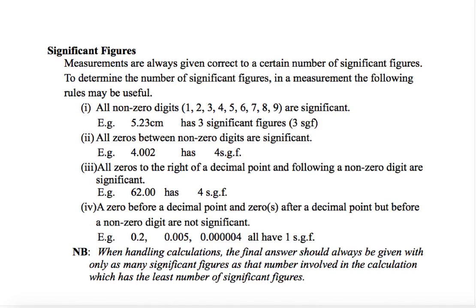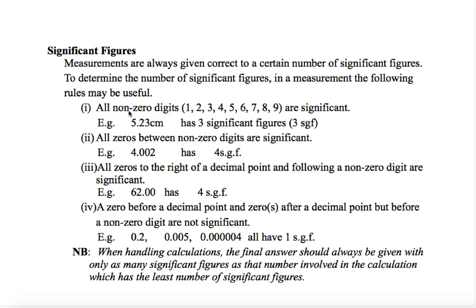Hello everybody. In this video we are going to talk about measurement again, and the topic is significant figures. Measurements are always given correct to a certain number of significant figures. To determine the number of significant figures in a measurement, the following rules may be useful. Now, in small numbers and big numbers we have many digits, so how can we write them in significant figures? We are going to deal with this topic.